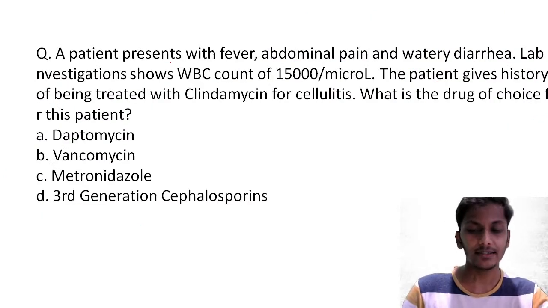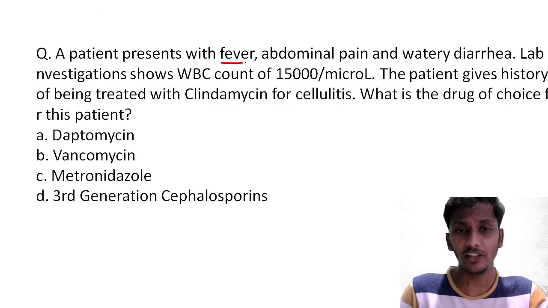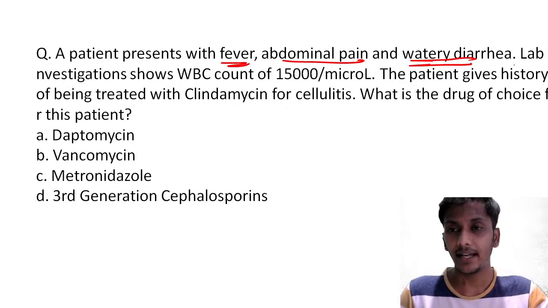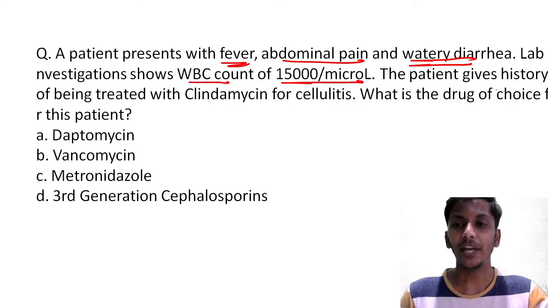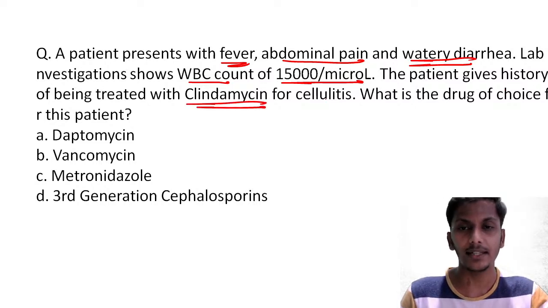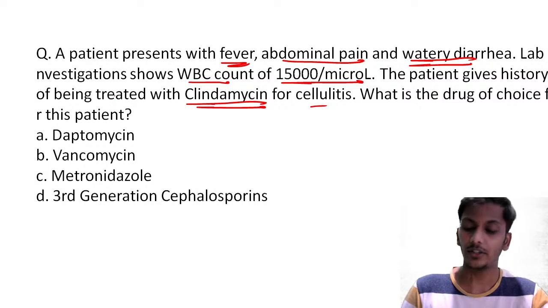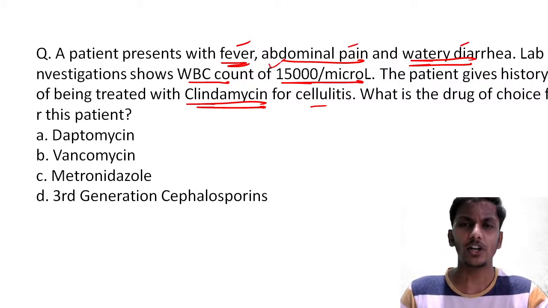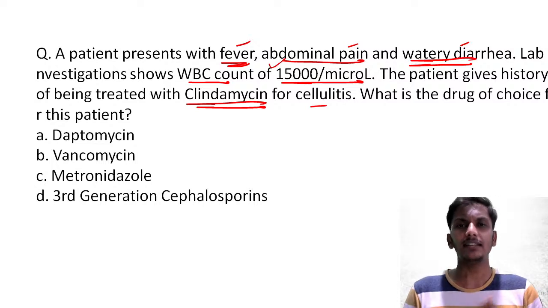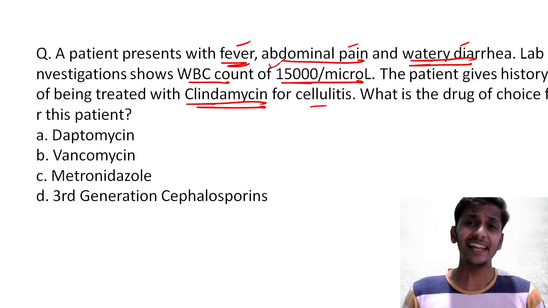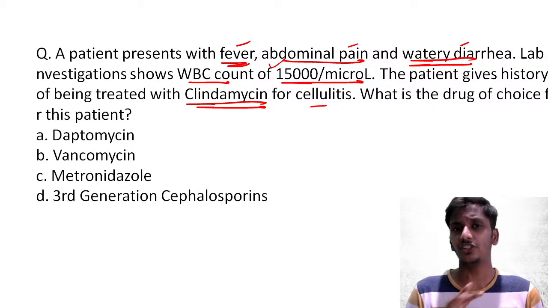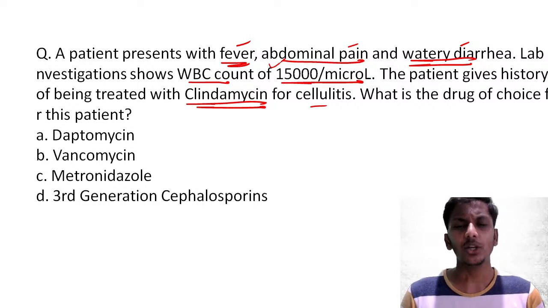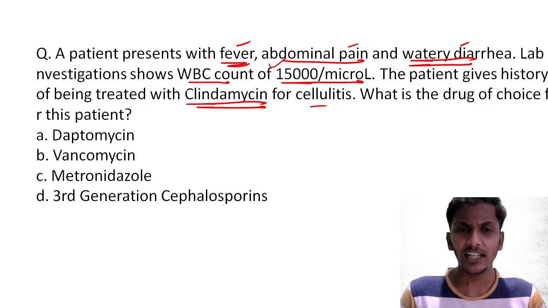And that question states, guys, a patient presents with fever, abdominal pain, watery diarrhea. Lab investigation showed a WBC count of 15,000 per microliter. The patient gives a history of being treated with clindamycin for cellulitis. What is the drug of choice for this patient? So let's see what the condition is first. The patient presented with fever, abdominal pain and watery diarrhea, and there is leukocytosis on lab investigations. So mostly we are suspecting some diarrhea-like condition, an infection in the gastrointestinal tract, and they have specifically mentioned clindamycin.